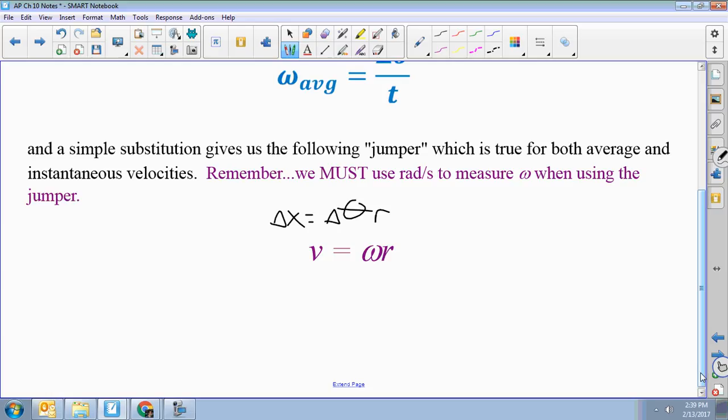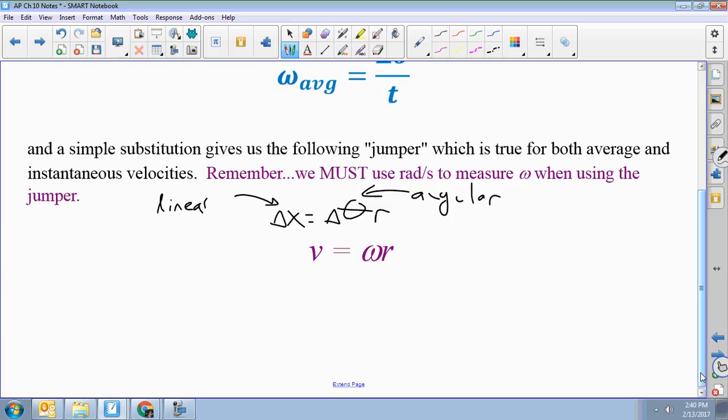Now we've got this one, where this is the Greek letter omega. It stands for angular velocity. I neglected to say that. But notice, these jumper equations are always the same format. It's always linear value equals angular value times radius. And the reason that works is because when you measure your angular quantity in radians, then 1 radius is equal to 1 radian.